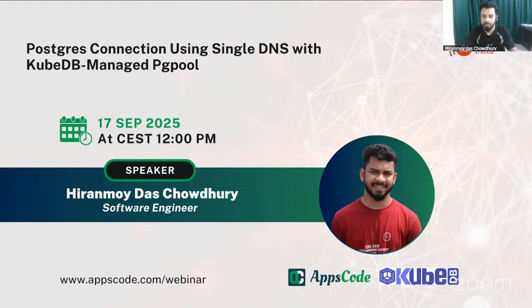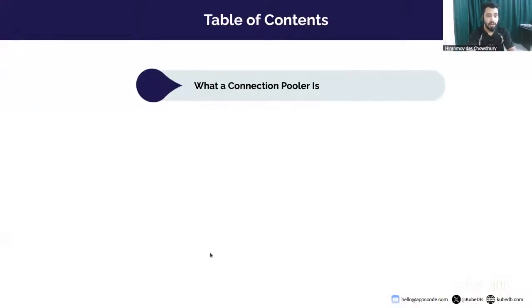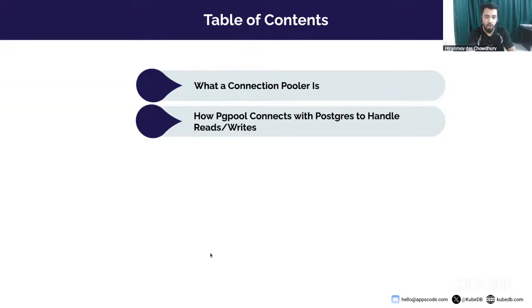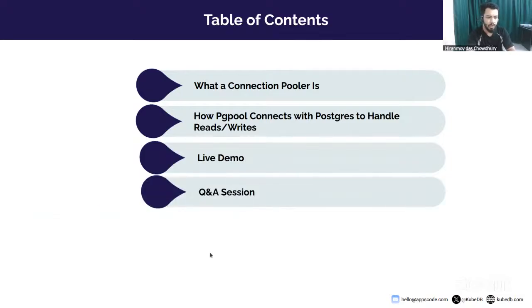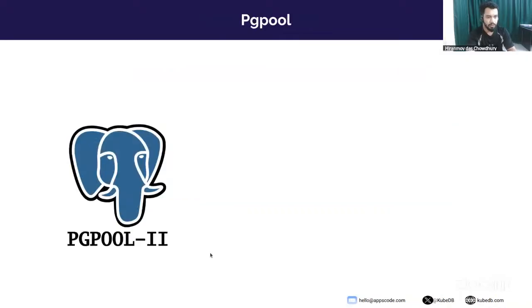Hello guys, I'm Hiranmoy Choudhury and currently I'm working at AppsCode. Today our topic is Postgres connection using a single DNS with KubeDB-managed Pgpool. So let's get started. Our first topic is what a connection pooler is, and then we'll see how Pgpool connects with Postgres to handle read or write versions. Then we'll have a quick demo, and then a Q&A session.